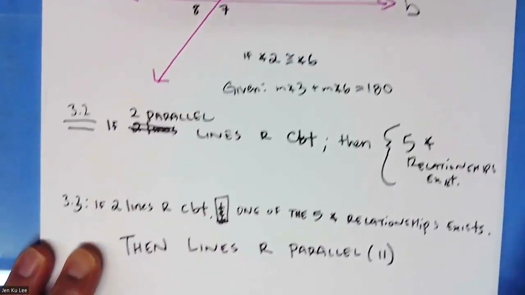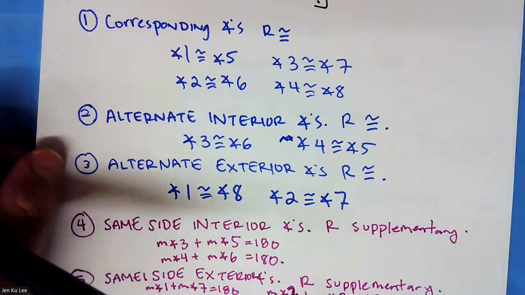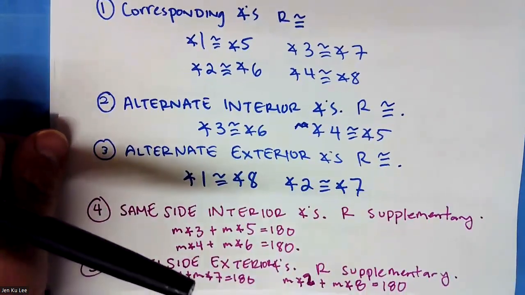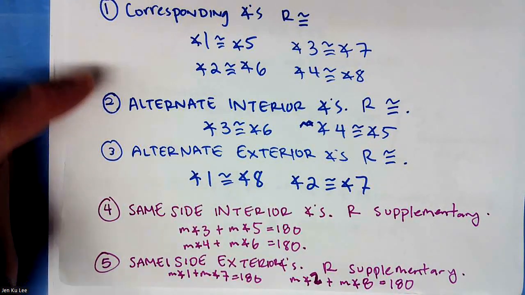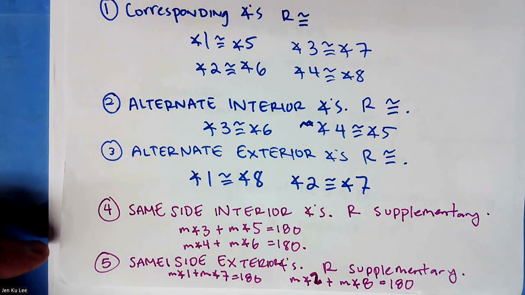All right? So just giving this fact, the meat and potatoes of parallel lines is these five different relationships. Okay?